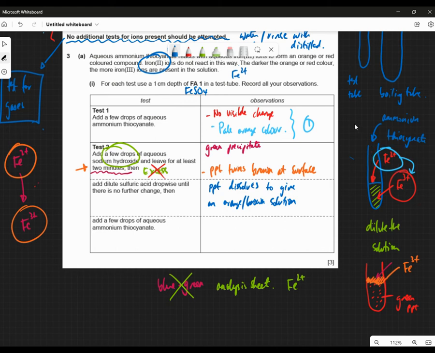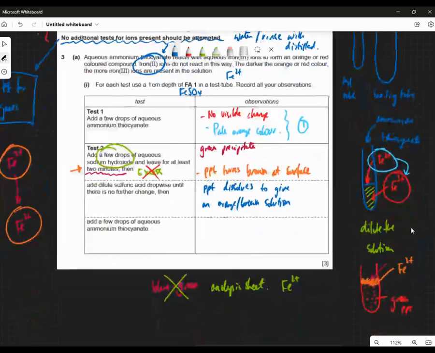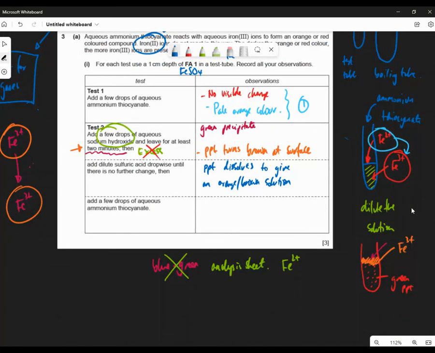And if you remember, let me pull this down. You've got to say where it is. You've got to say what's happening to the precipitate. If you say there's a precipitate in one answer, you've got to say what happens to it. Either it is soluble or it is not soluble. In this case, it was soluble. So the precipitate dissolves to give an orange-brown solution.